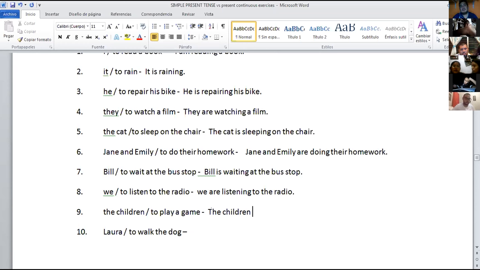Okay, again. The children, complete. The children are playing again. Playing, right? Y ese ING tiene que sonar igual que en español. Yo estoy jugando. Ellos están viviendo. Nosotros estamos durmiendo. Okay, they are playing a game. Very good. The next one, Danielson. Laura is walking the dog. Very good.